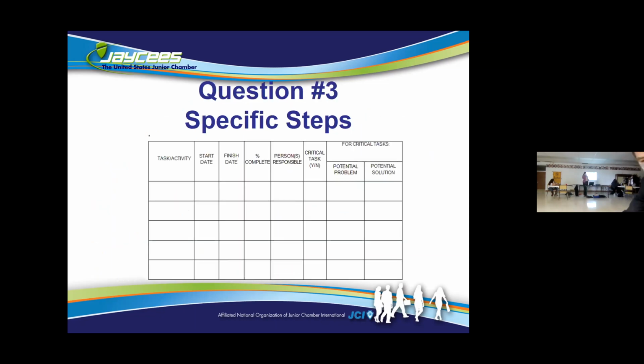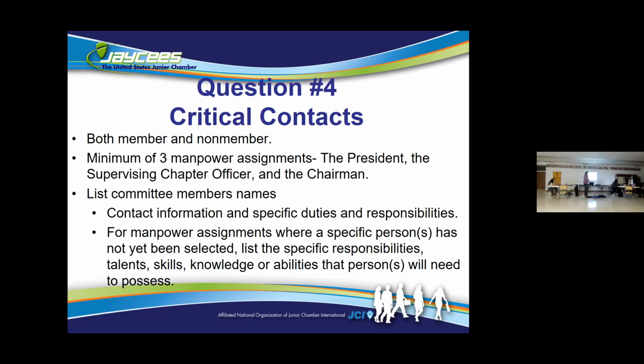So the third question is specific steps and job assignments. This is where you're listing who's going to do what. That's pretty straightforward. And some of the columns are questionable. You don't have to necessarily fill them out, like whether something is a critical task. It's usually all yeses because everything should be considered critical. So it just depends on what the task is. But this is where you list out everything that you know up to this point. And then listing your contacts is also in this section.